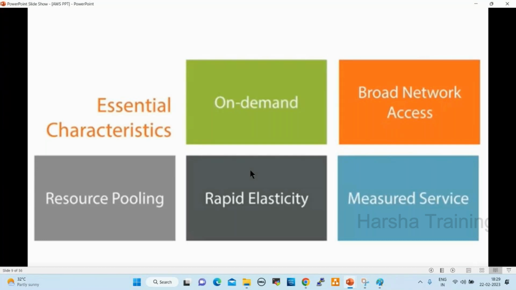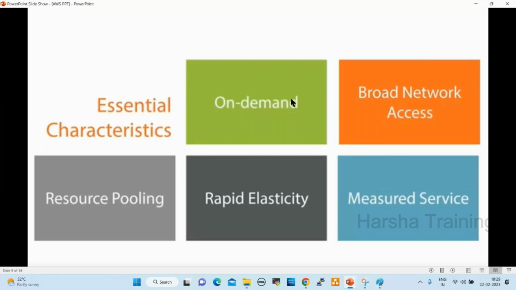But in cloud infrastructure, whenever you want any servers, they should be available immediately, right? In AWS, you can create 100 servers or 1,000 servers within 1 minute. While working on AWS, we'll see that practically. So on-demand is nothing but whenever we need any resources, they should be available immediately.